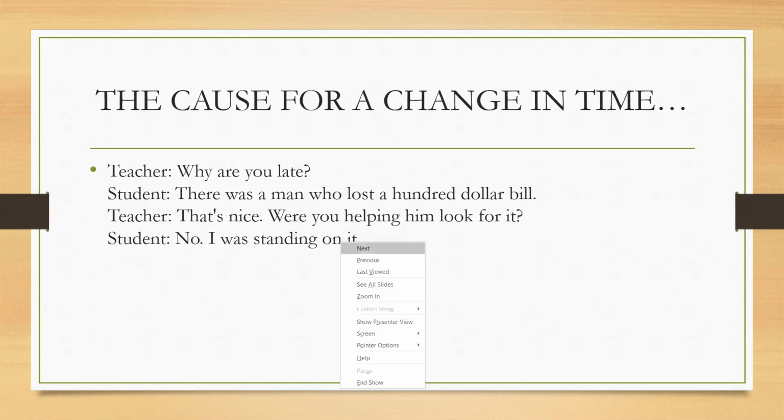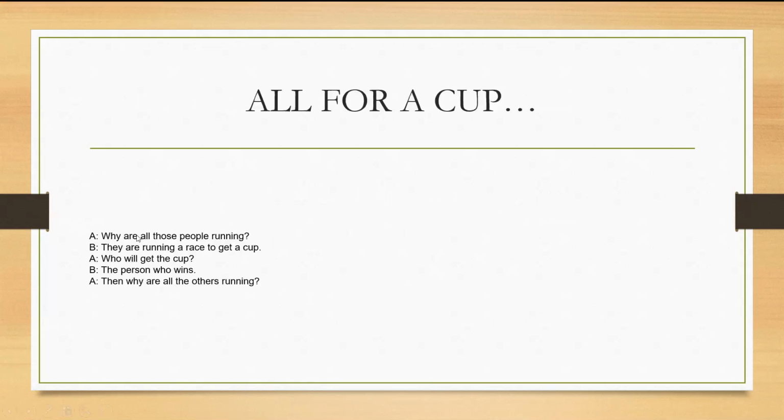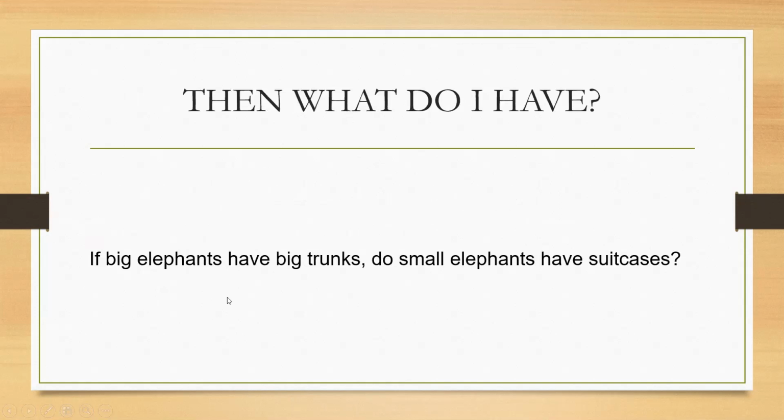Okay, next one. A says to B again, "Why are all those people running?" "They're running the race to get a cup." "Who will win the cup?" "The person who wins." "Then why are all the others running?" All for a cup. Funny. If big elephants have big trunks, the small elephants have suitcases. Okay.